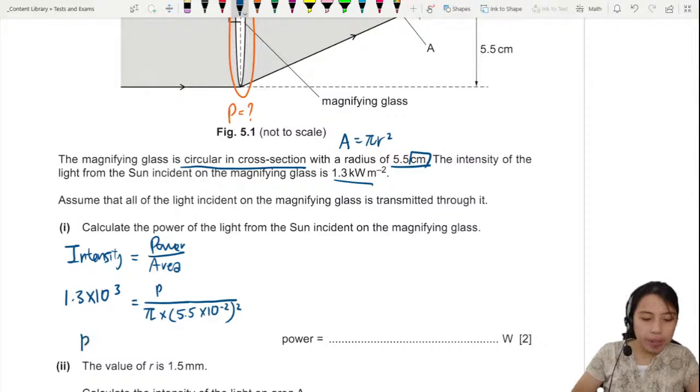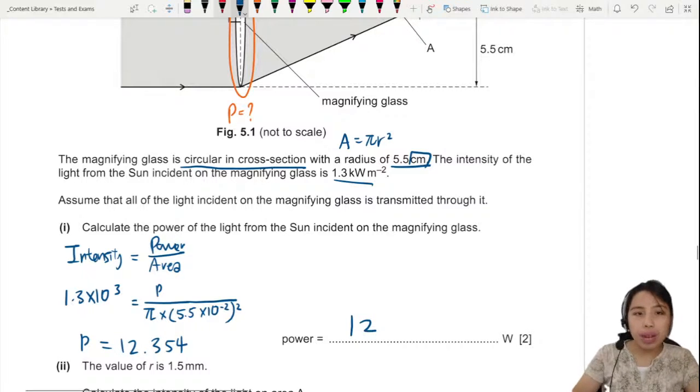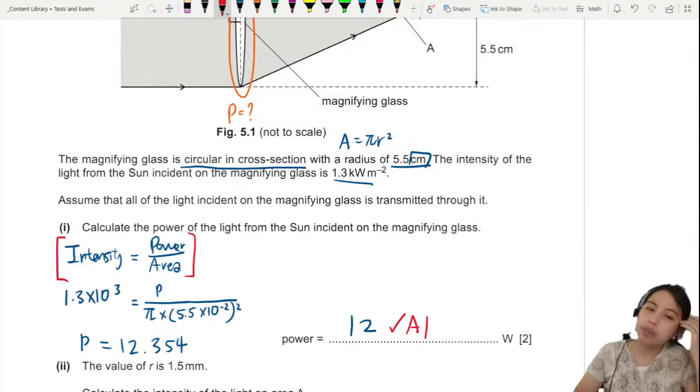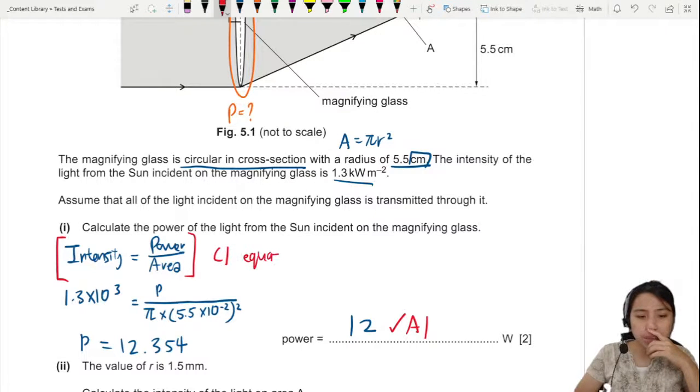So power at the end of the day should be 12.354 or 12 watts rounded to 2 SF. So 1 mark is for final answer. 1 mark is for this very important equation. Not very popular in past years. It's making one of the rare appearances in paper 2. This is C1 for the equation. Alright.